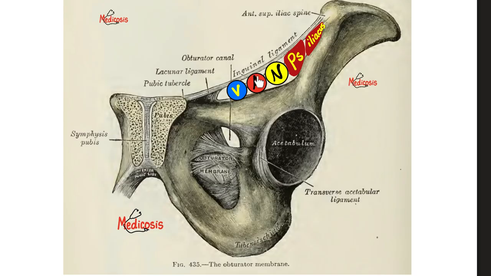This is the classic vein, deep to the inguinal ligament. You have femoral vein, femoral artery, femoral nerve. Vein. The vein is from medial to lateral, not from lateral to medial. Do you want the vein to hit your pubis? No.